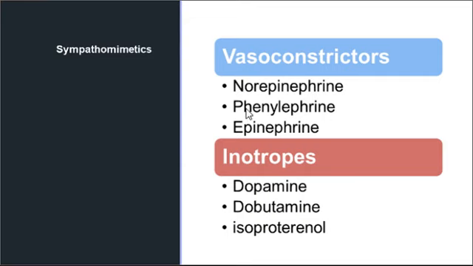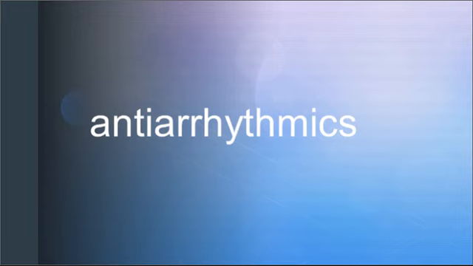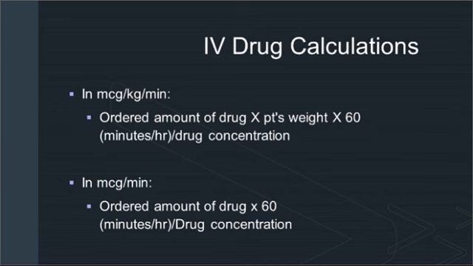And here, epi is not used so much in heart failure as it is more for anaphylaxis and in shocks. So you might see a norepi, mostly you're going to see dopamine and dobutamine, possibly Isuprel. Watch for anxiety, vascular constriction, watch your urine output. Antiarrhythmics, I'm not going to cover again because that's been covered for this unit. This is just some calculations on doing mcg per kilo and mcg per minute calculations, because most of these drugs will be in one of those formats.